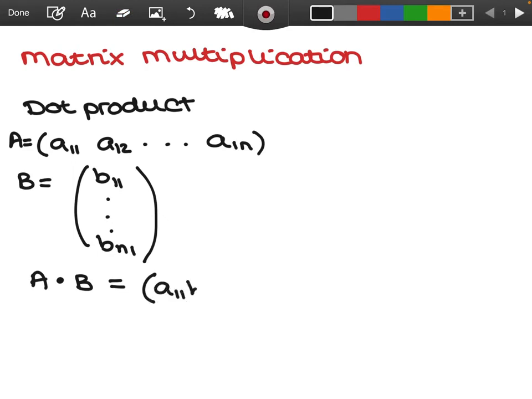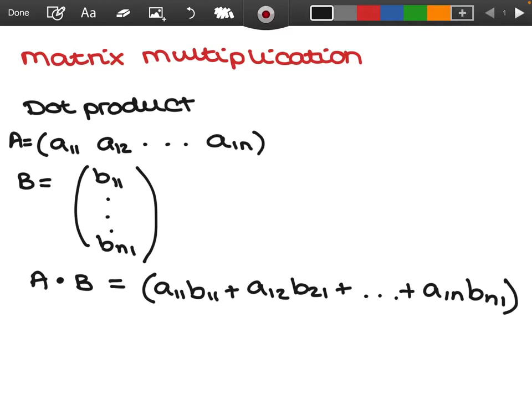Okay, so A has one row, B has one column. The dot product is defined such that you go along the row and down the column and you multiply each of the corresponding entries together and then add them all up. So it would look like this. Okay. It's just a scalar. It's just a number that you get out at the end of this.